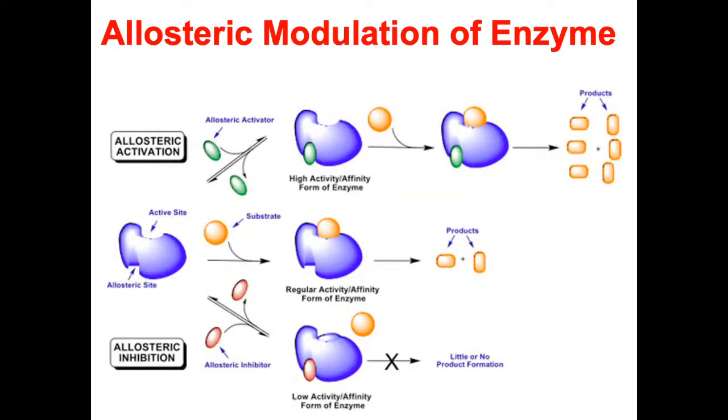There are three types within the allosteric modulation of enzyme: allosteric activator and allosteric inhibition. The allosteric activator gives rise to a high activity affinity to the enzyme and will produce a lot of products. And this active site will attach to substrate, and it will give less product. In the other case, allosteric inhibition is low activity, and little or no product formation is done.